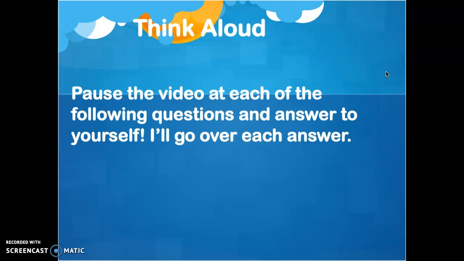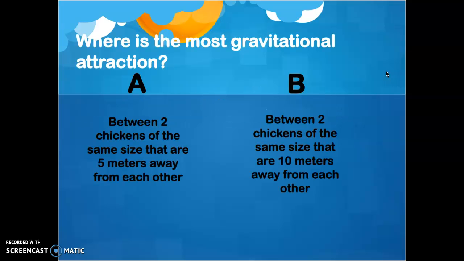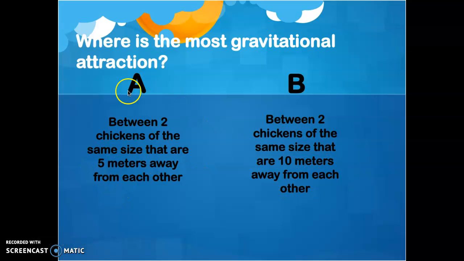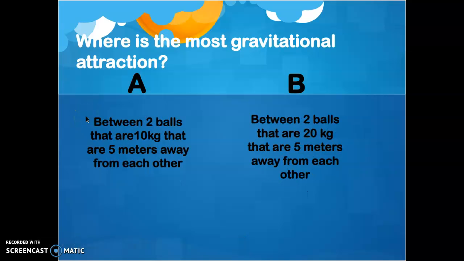Okay, so we're going to do a couple of examples because that'll make this easier to remember. So you're going to pause the video at each of the questions and answer, and then I'll go over each answer. So make sure you pause and think about it before you just hear my answer. All right, first one, pause. So the greater gravitational attraction is going to be between the chickens that are closer together. So 5 meters away is much shorter than 10 meters away. Gravity is greater when there's less distance. Pause.